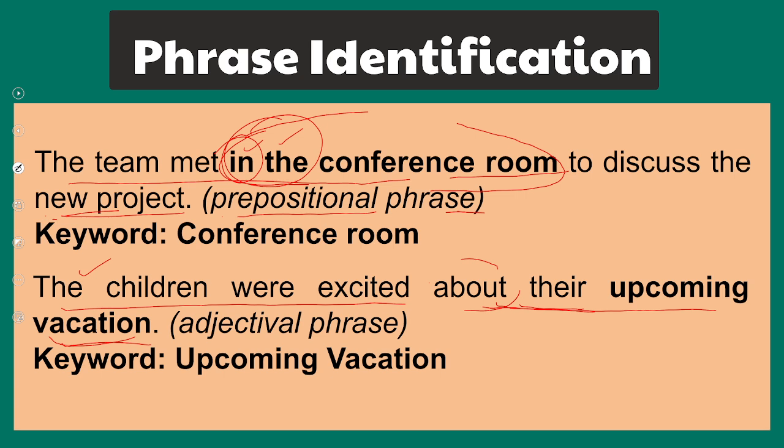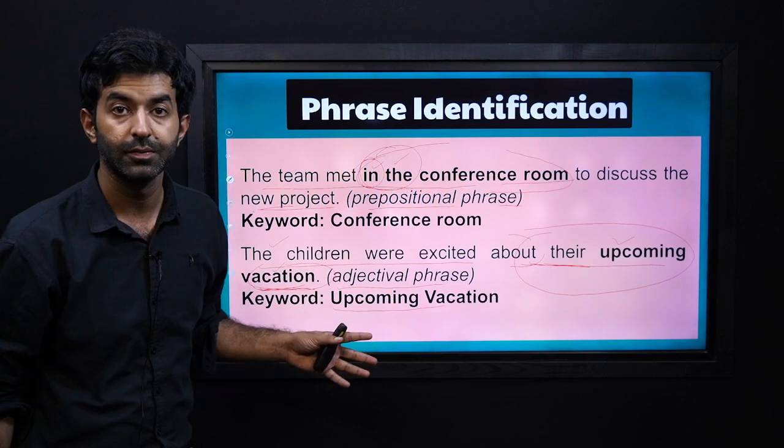So, we have the main word, the keyword vacation, and upcoming is an adjective which is telling us that the vacation is about to come. So, it is showing us the quality, a kind of adjective. So, we can call it an adjectival phrase, because about their upcoming vacation, where the keywords are upcoming and vacation. And since we have our adjective in the form of upcoming, we can call it an adjectival phrase.